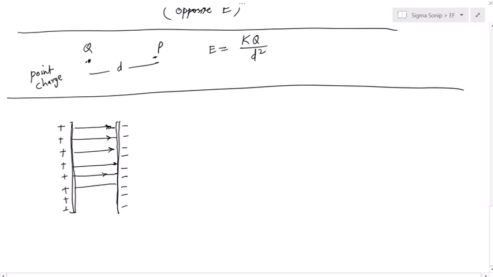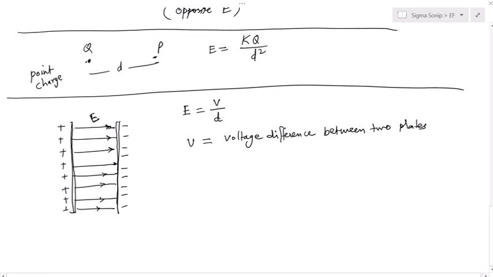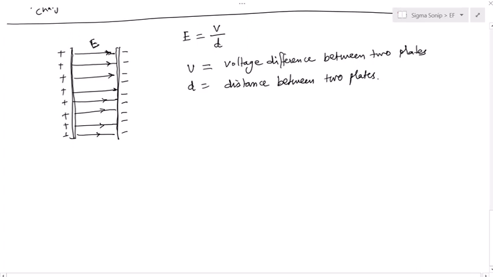Now the electric field intensity between these two parallel plates can be very easily found using the formula E equals V over D, where V is the voltage difference between the two plates, and D is the distance between the two plates. Very straightforward formula.